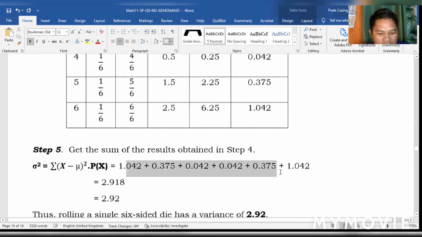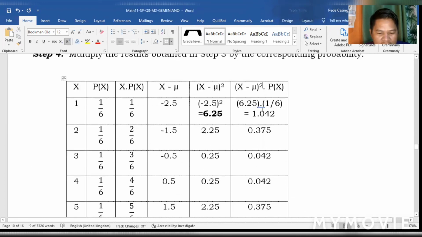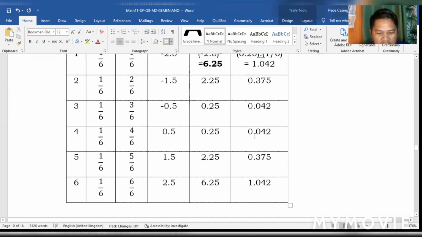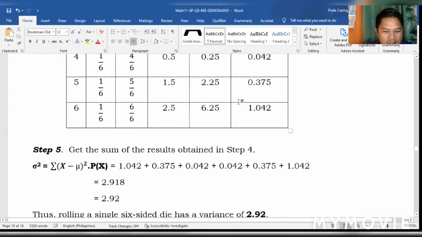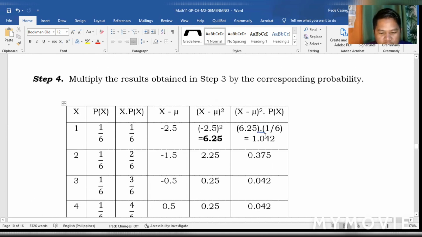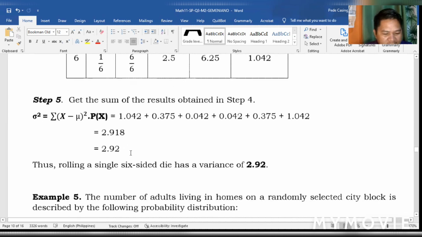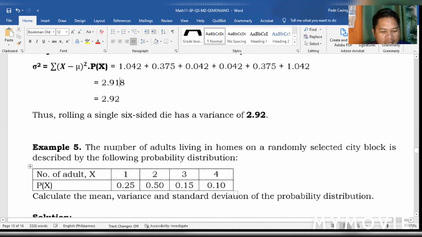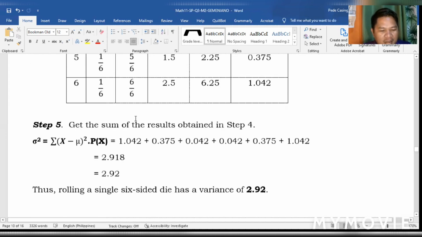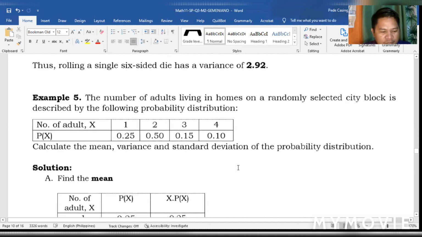Then add the values from the last step 4. After that, you will get the sum of 2.918, or 2.92. Thus, rolling a 6-sided die has a variance of 2.92. So the sum of x minus m squared times p of x is 2.92. This is the variance. Okay, so that is now our answer. To take the standard deviation, i-take mo lang yung square root ng 2.92 para makuha ang standard deviation.